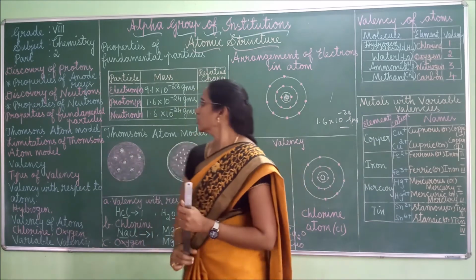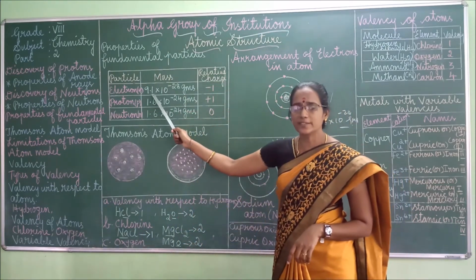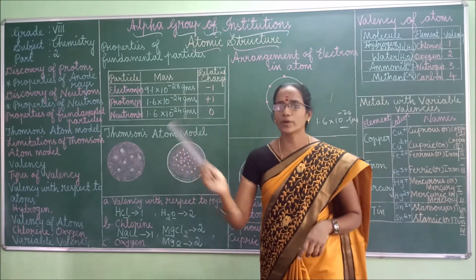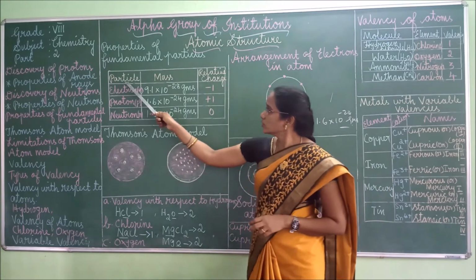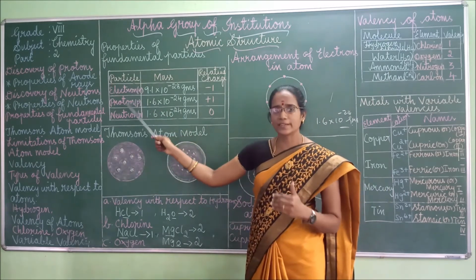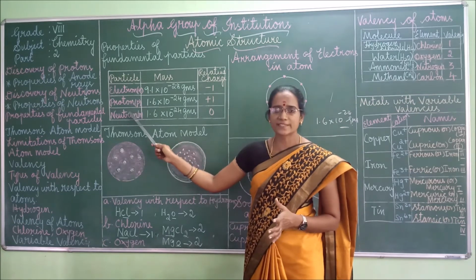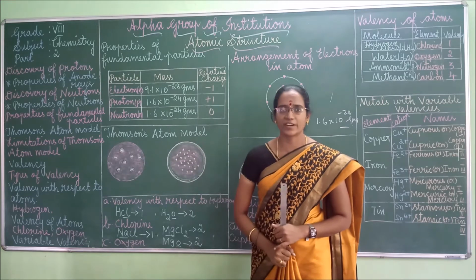And also, in our tabular column we have to see the properties of fundamental particles. This tabular column is important. One more question you may get from this, right? Okay, so look at this one. These are some properties of the subatomic particles they have given. Their mass as well as relative charge is given, right?